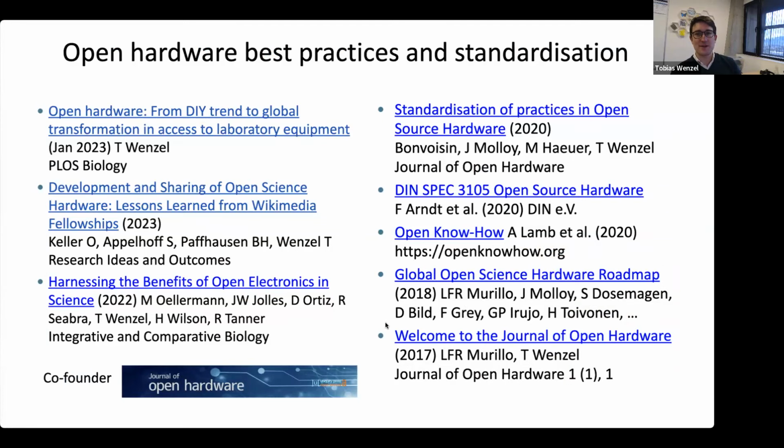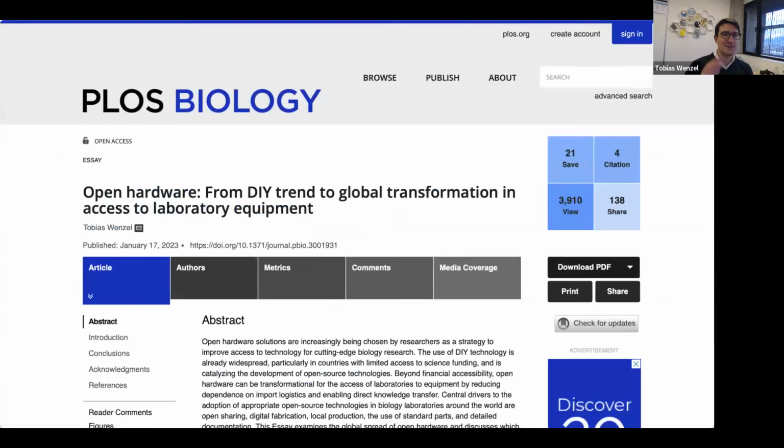So if you want to learn more about the topic, of course, I'm not the only one who has published on this topic, but there's a substantive collection, and I've also co-founded the Journal of Open Hardware. So much about my background and my motivation. And now I would like to jump into the main topic for today's seminar, which is this publication that we published earlier this year in PLOS Biology. And it's titled Open Hardware from DIY Trend to Global Transformation and Access to Laboratory Equipment.